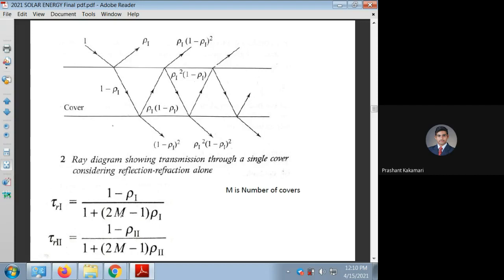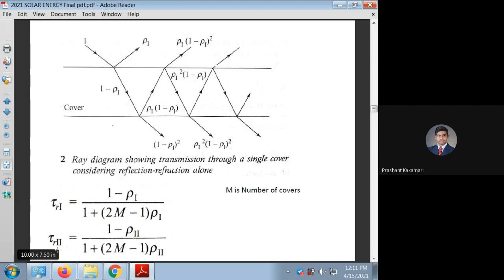This is for m number of glass covers. If m is 1, you can write 2 minus 1, which is 1. So for one glass cover it will be 1 into rho 1, that is 1 plus rho 1. So for one glass cover, I can write it as 1 minus rho 1 divided by 1 plus rho 1.